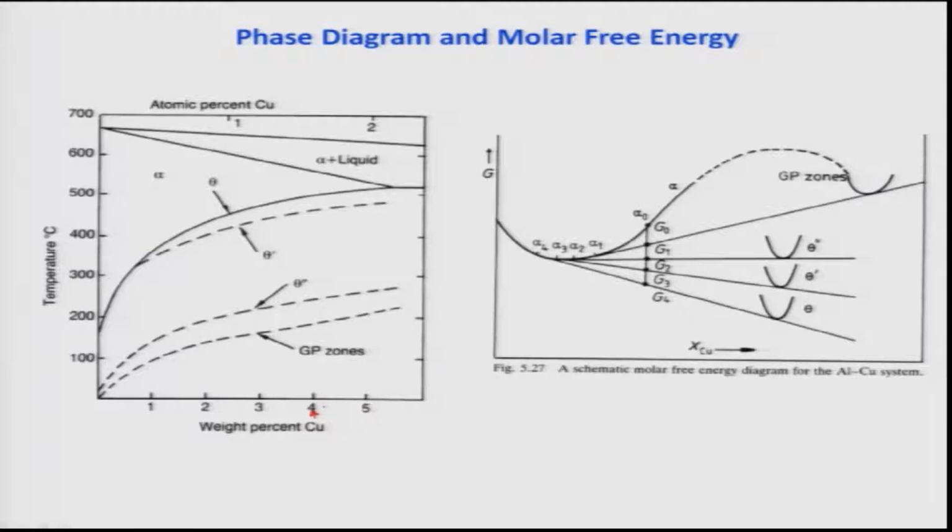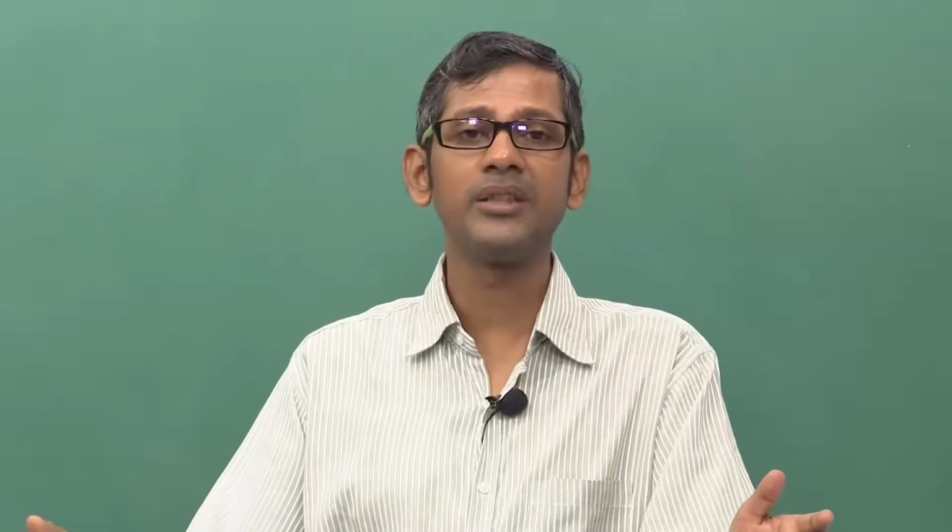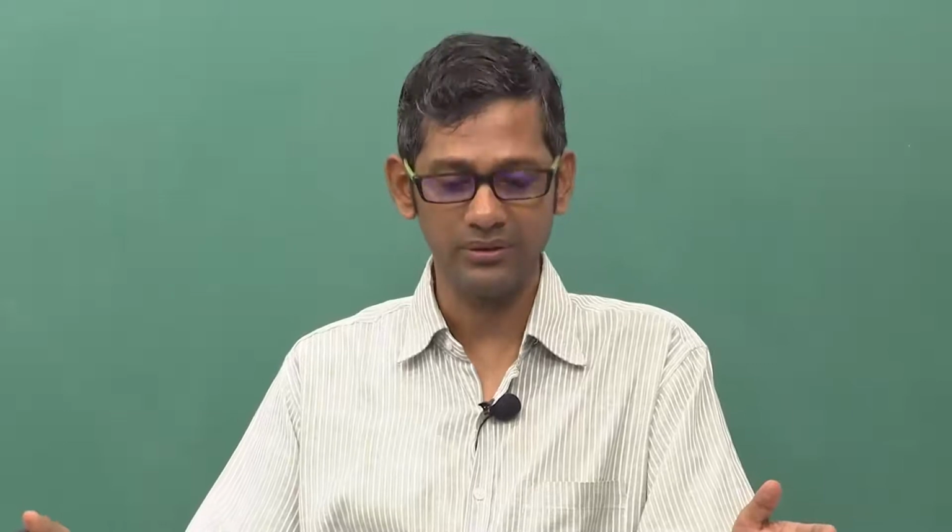As you know, I have shown you the phase diagram. The aluminum-copper phase diagram is very complex on the copper side. The aluminum side is not so complex. It has alpha phase and liquid, and alpha is nothing but a solid solution of copper in aluminum. It has an FCC structure with a lattice parameter of 4.04 Angstrom.